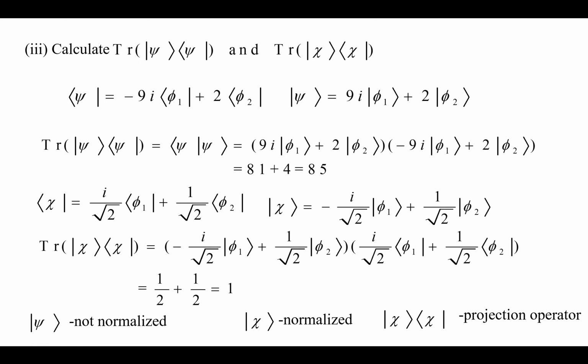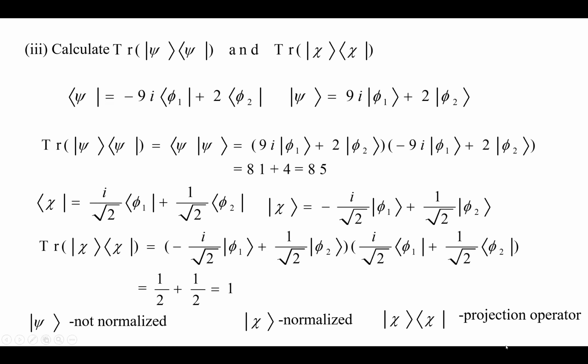Now look at these two results. We have already calculated trace of ket psi and bra psi, and we have calculated trace of ket chi and bra chi. So one answer was 85, the other one was 1. So out of these two results we can say that psi vector is not normalized, whereas chi vector is normalized, because we have obtained the value as 1. So chi vector is normalized, and so out of these two only chi vector will act as a projection operator.